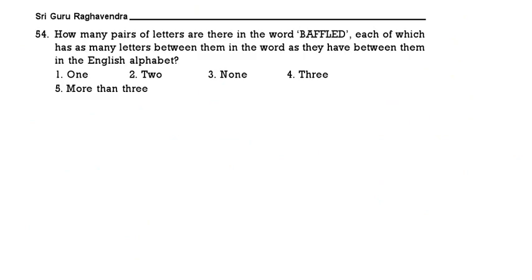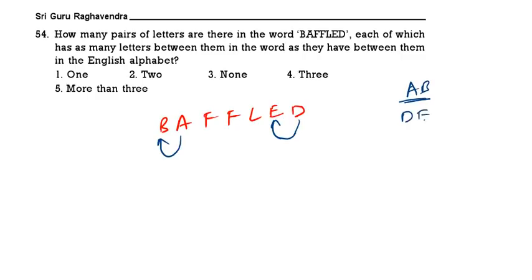Next question. How many pairs of letters are there in the word baffled? B-A-F-F-L-E-D. Baffled. Each of which has as many letters between them as in the English alphabetical series. See here, A-B, that is one thing. Then D-E, that is the second thing. Then we are having A-B-C-D-E, A-E, that is the third thing. So we are having only 3 pairs. 3 pairs means option will be 4.